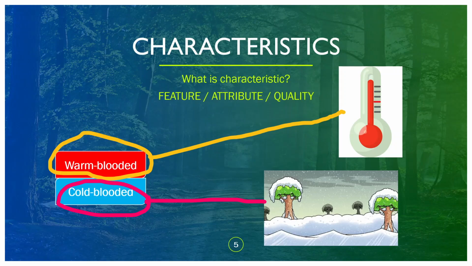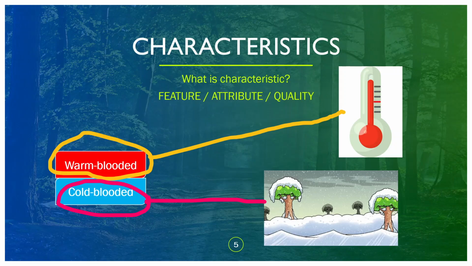Our temperature will remain almost the same anywhere that we go. So let's say if we go to a winter country or under the hot summer, our body temperature will always be the same. So that is warm-blooded. Okay? And the next one is cold-blooded.